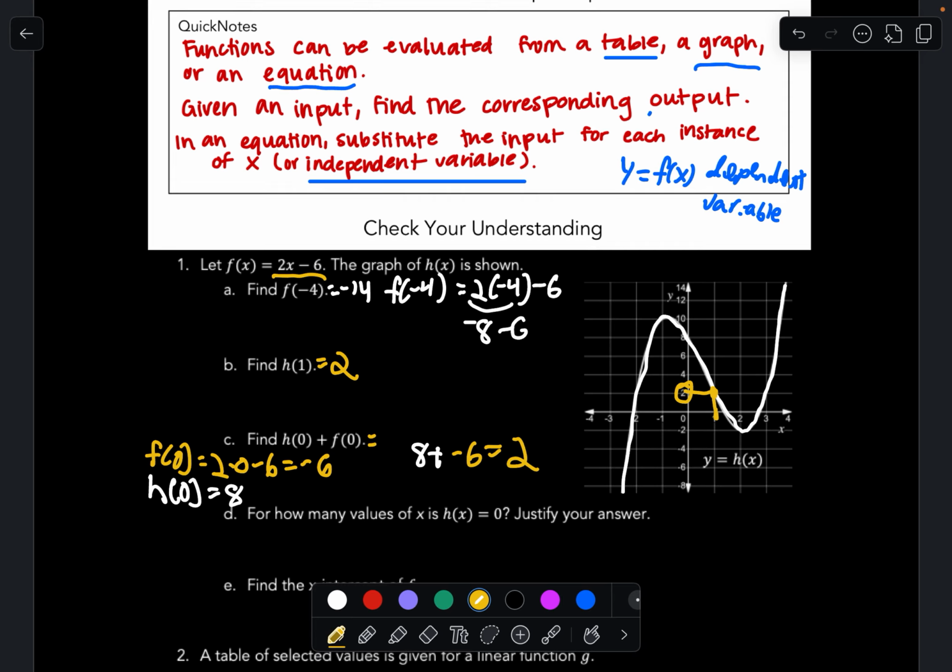And so you get 2. All right? So you can add functions together, function values. You can actually add functions as expressions of x too, but we won't get into that here.